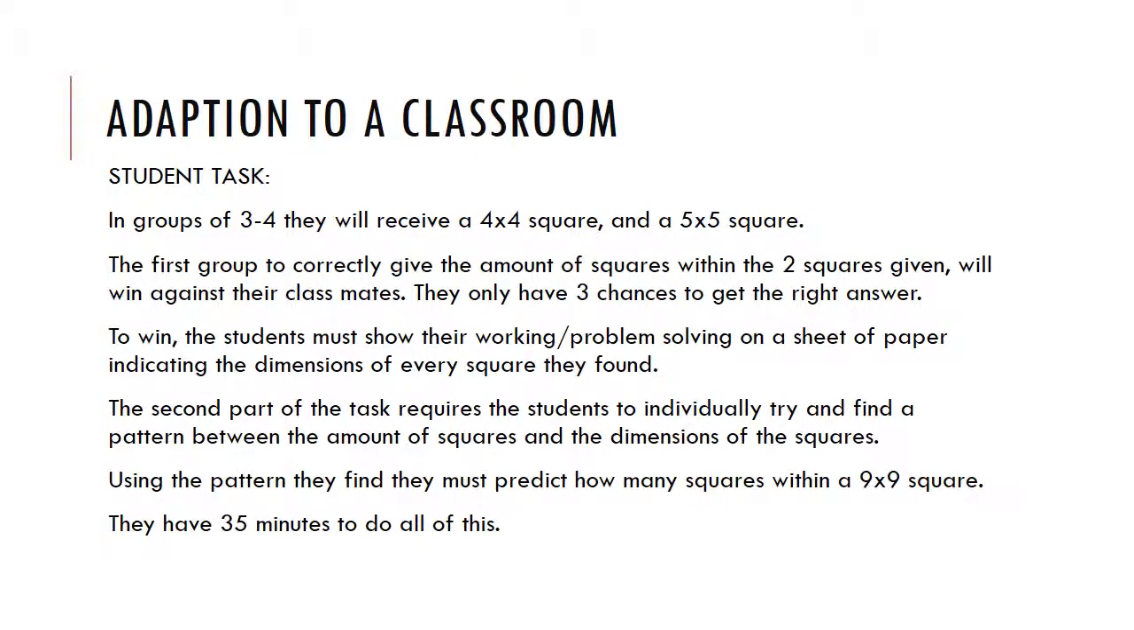In the student task, they will receive a 4 by 4 square and a 5 by 5 square in groups of 3 or 4. The first group to correctly give the amount of squares within the 2 squares given will win against their classmates. They only have 3 chances to get the answer right. To win, the students must show their working and problem solving on a sheet of paper, indicating the dimensions of every square they found. The second part of the task requires the students to try and find a pattern between the amount of squares and the dimensions of the squares. Using the pattern they find, they must predict how many squares are within a 9 by 9 square. They have 35 minutes to do all of this.